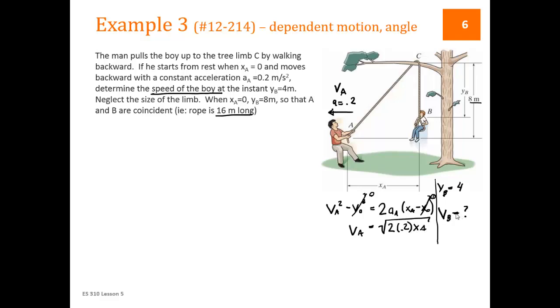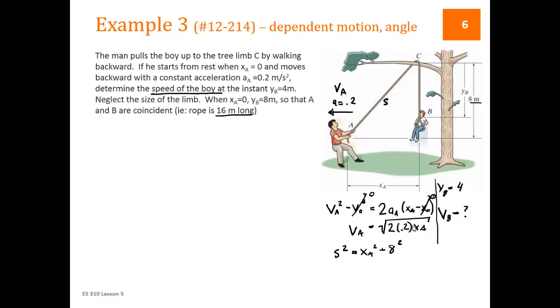Alright, what about XA? What's XA? Well, if we look at this, it's a triangle, right? One leg is 8, the other leg is XA, and let's call this side S. So we know that S squared is equal to XA squared plus 8 squared.